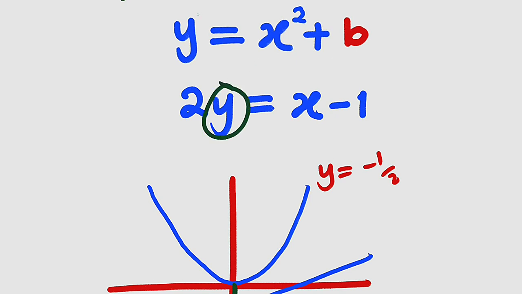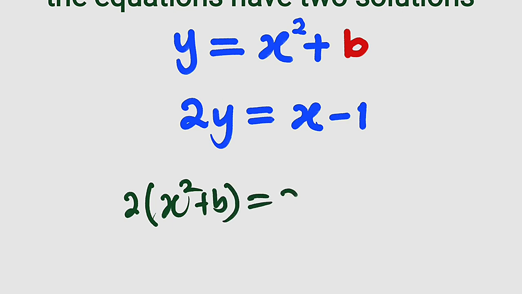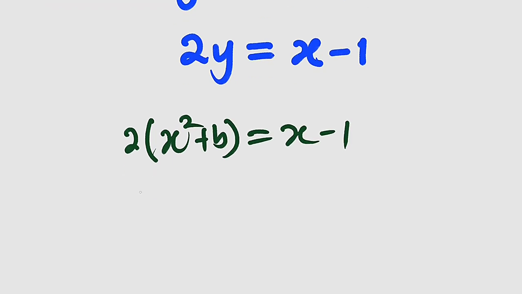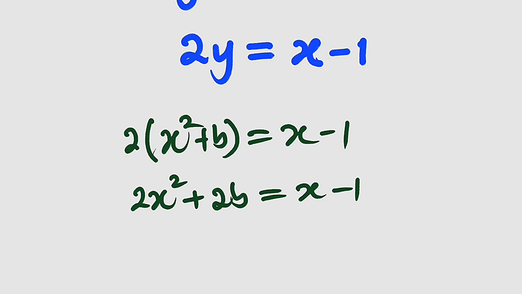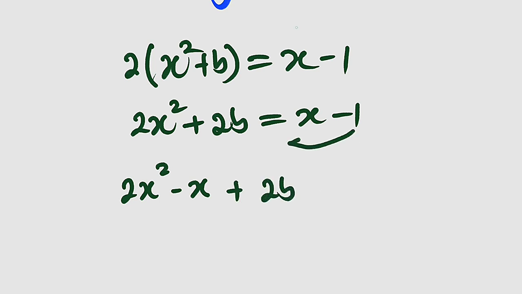Since we have y here and we have y equal to this, we can substitute equation 1 into equation 2. So our equation becomes 2 multiplied by y, and y is x squared plus b, and this is equal to x minus 1. If you expand, you have 2x squared plus 2b, and this is equal to x minus 1. Let us further rearrange this. If you take this one to the other side, it becomes negative. We have 2x squared minus x, then we have our constant here, plus 2b. And if negative 1 crosses over, it becomes positive 1. And the whole of this is equal to 0.